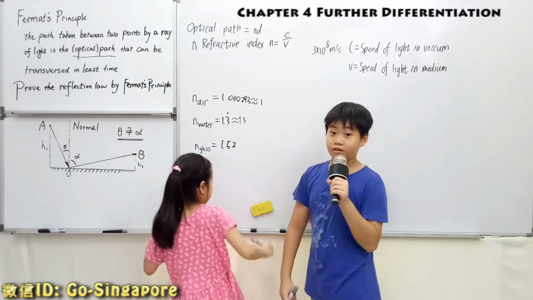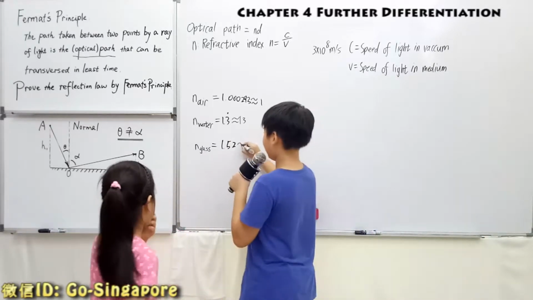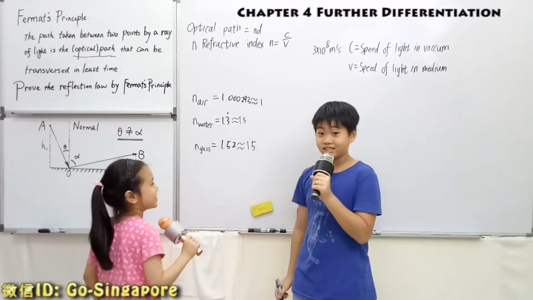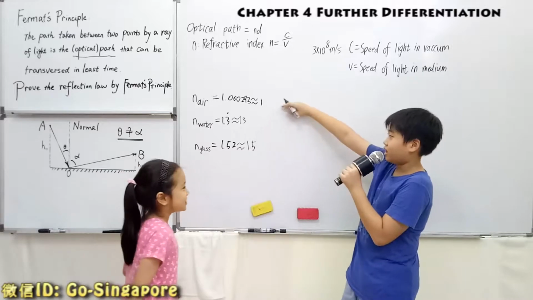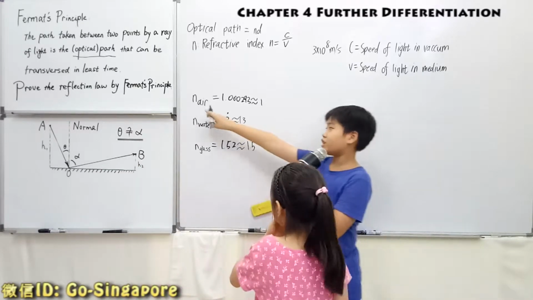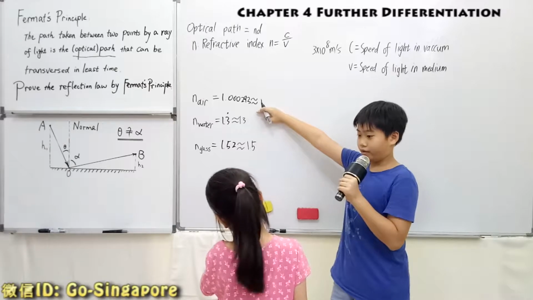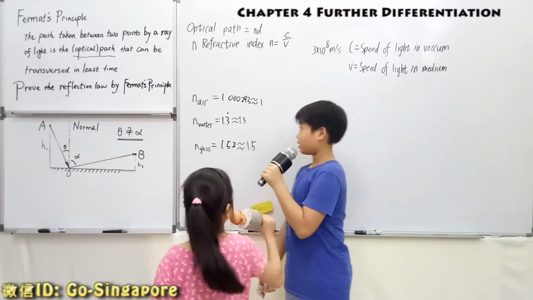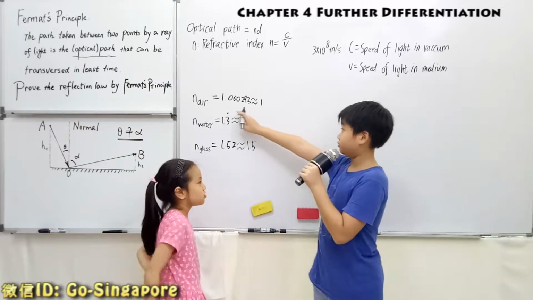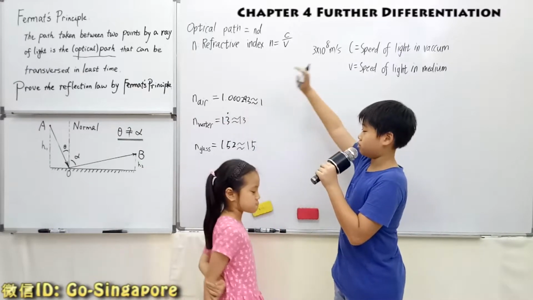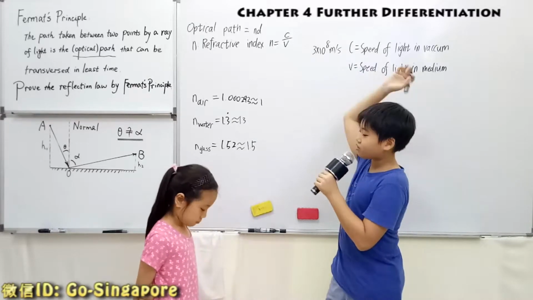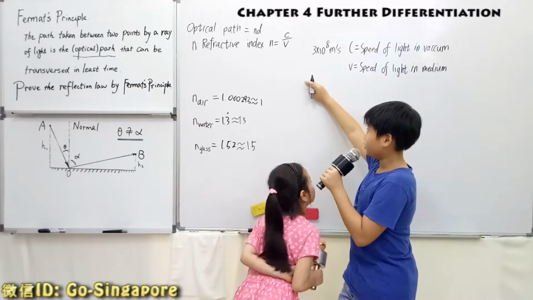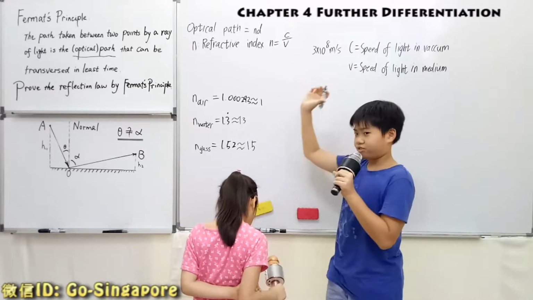Okay, 1.52, which is roughly 1.5, right? So for these three cases. But actually for the air, we say it is 1, right? But it's not 1, because it is 1.000293. It is only very, very close to 1. And this is very close to the speed of light.